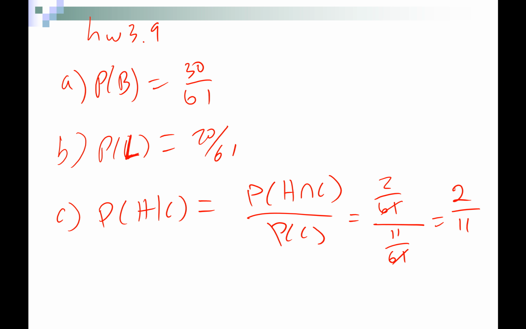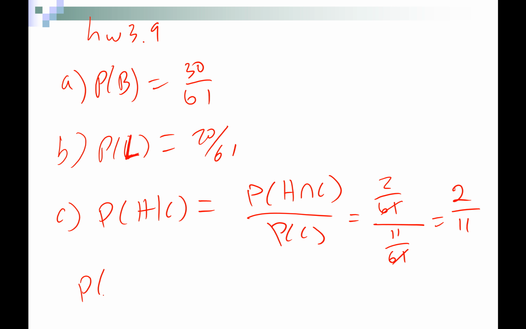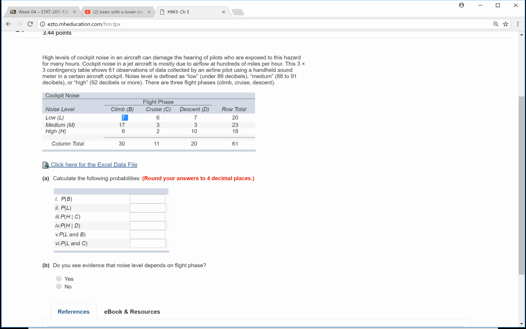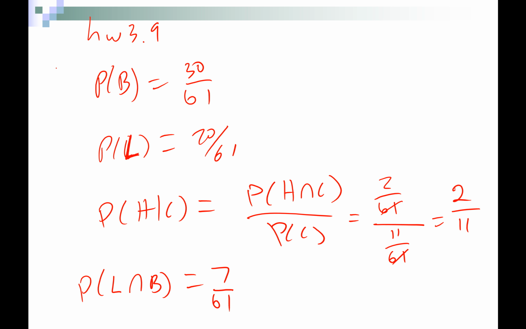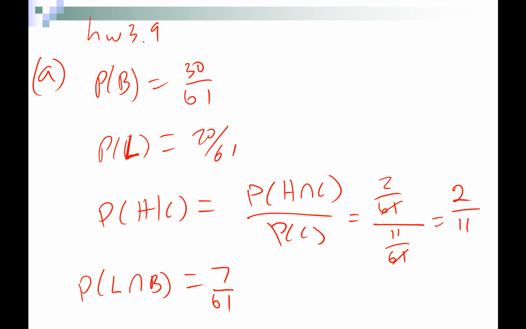Or I could alternatively say, how many are there in C? There's 11, and 2 of those are H. So 2 divided by 11. We'll skip the other ones, but we did talk about the intersection as well already. The intersection of L and B is 7. I'm not conditioning on anything, so it's 7 divided by 61. I guess these are all part of number 1, part of A. Okay, other questions?